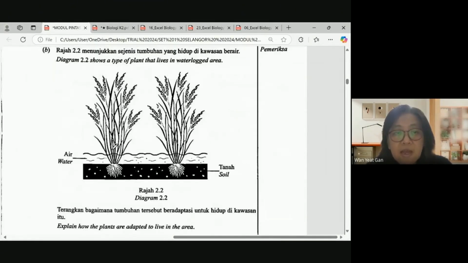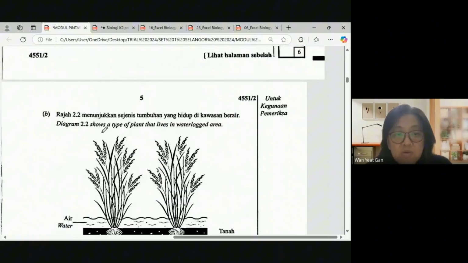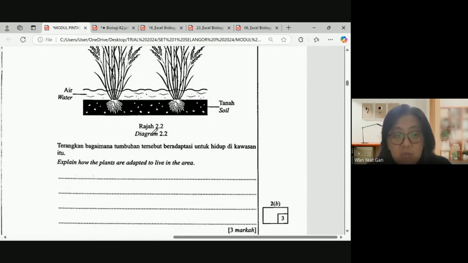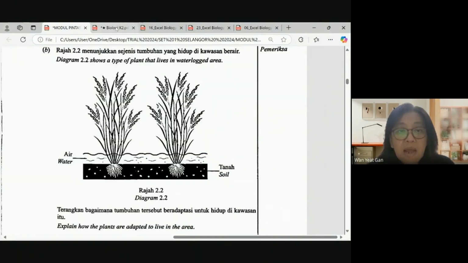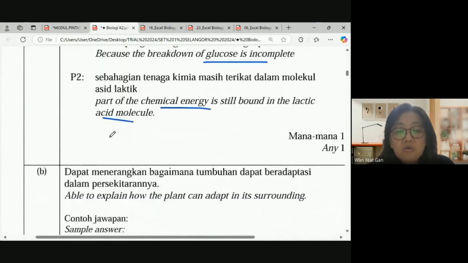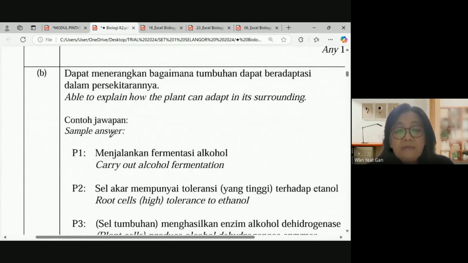Okay, next. Diagram 2.2 shows a type of plant that lives in waterlogged area. So these plants are able to live in waterlogged area. Waterlogged areas are areas that lack oxygen. Explain how the plants are adapted to live in the area. Okay, so for plants that are able to live in waterlogged area, usually they can carry out alcohol fermentation.